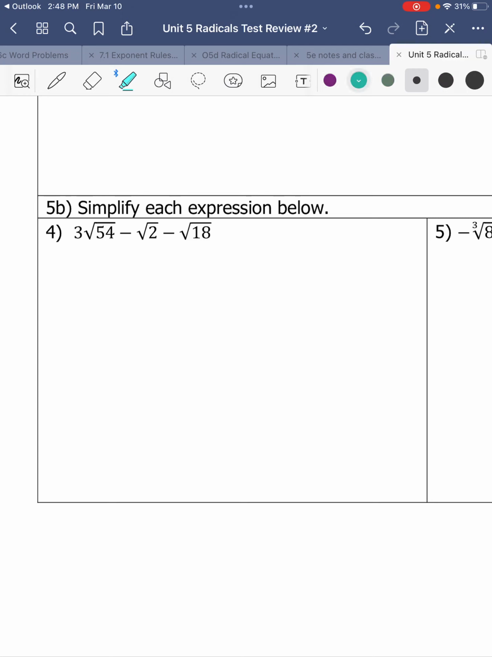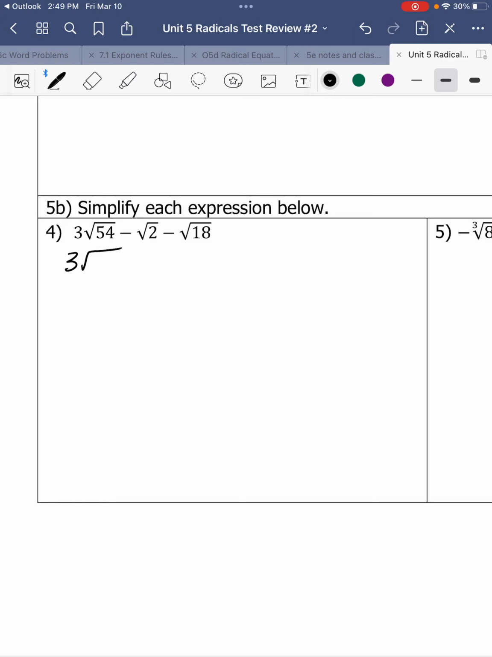For B, we're combining. So the first thing I would do is look for any like terms, and like terms are determined by the square roots, and what's underneath has to be the same. So square root of 54, I don't see any other ones. Square root of 2, I don't see any other. And the square root of 18, I do not see any other ones. So I'm going to start off with simplifying. Square root of 54 is 27 times 2. 18, biggest perfect square is 9.